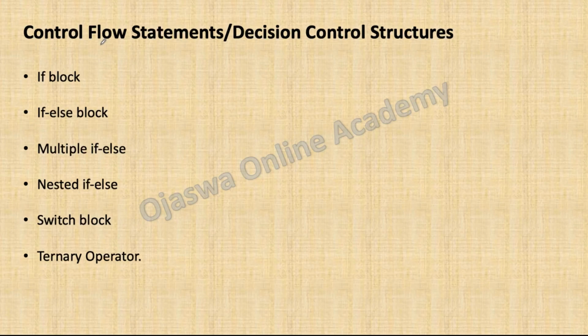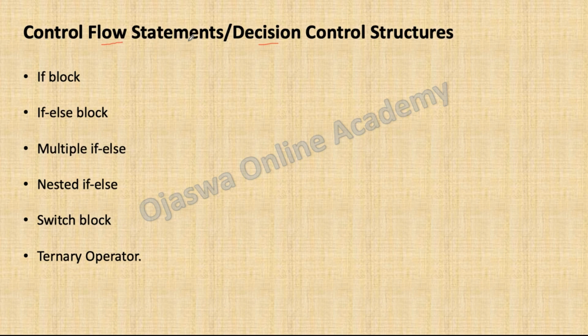Let us have a look at the control flow statements or decision control structures. What is a decision control structure? In our previous videos, we have seen that various steps are executed sequentially, that is, in the same order in which they appear in the program. But many a time we want a set of instructions to be executed in one situation and an entirely different set of instructions to be executed in another situation. This kind of condition is dealt with by decision control structures.